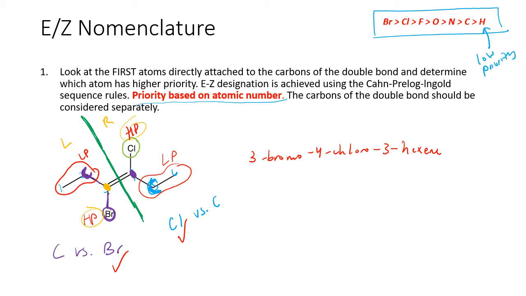So now what this tells me, since I've identified my two high priority groups, one here, one here, is: are they on the same side of the double bond, or are they on opposite sides of the double bond? One is pointed up, one is pointed down. So they are on opposite sides of the double bond. And we said that opposite sides was called E.